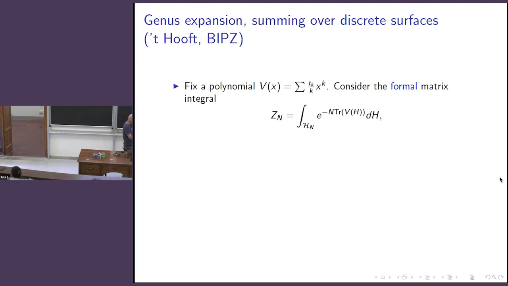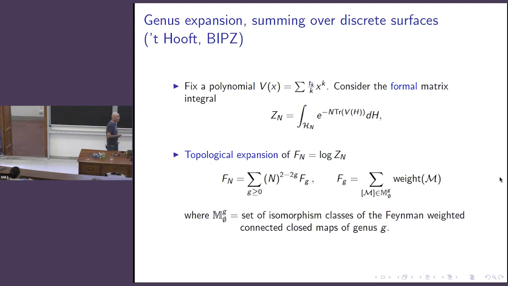What it says is that if you take the free energy, the log of the partition function, there is an expansion in terms of inverse powers of n. You can organize everything around the genus of a surface. For each surface of genus g, this Feynman weight counts the number of different polygonalizations of the surface. The type of polygonalization depends on these coefficients here. For example, if you have a power of 3, it means that you're using triangles. Power of 4, squares, power of 5, pentagons, and so on. So this is the simplest type of topological expansion.